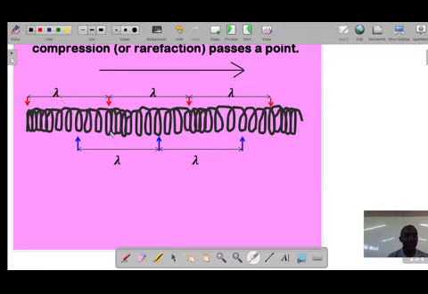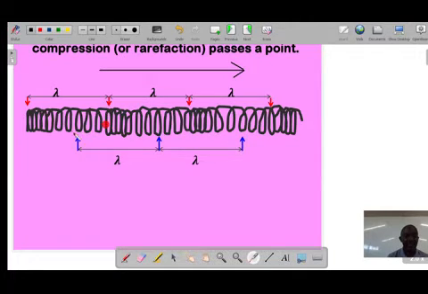Now check again. From the start of this compression here to the start of the next compression, it forms another what? Another wavelength. Again, from the start of this other compression region here to the start of the next compression region forms another what? Another wavelength. Now we can also use rarefactions, and this is our rarefaction here.